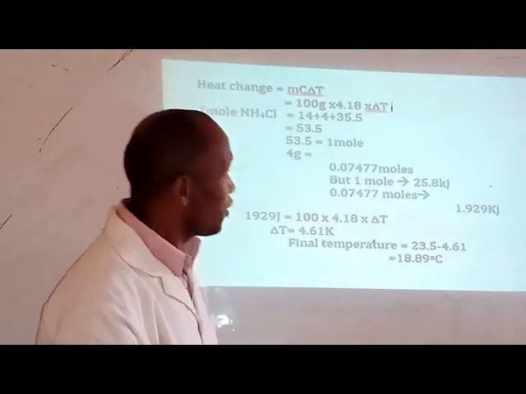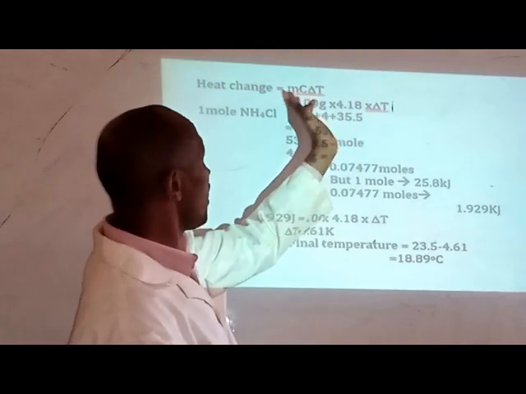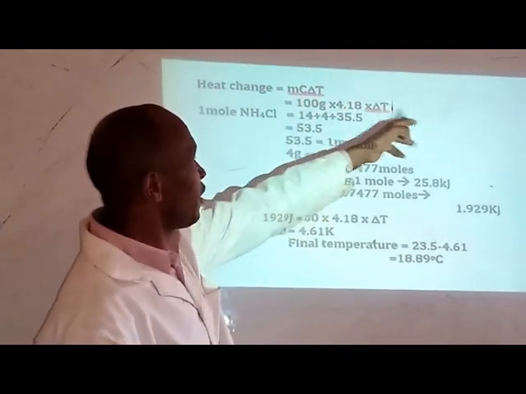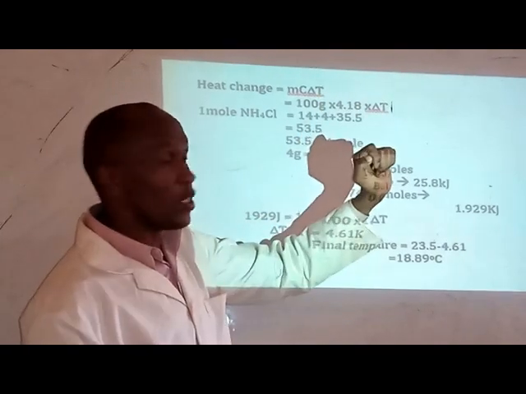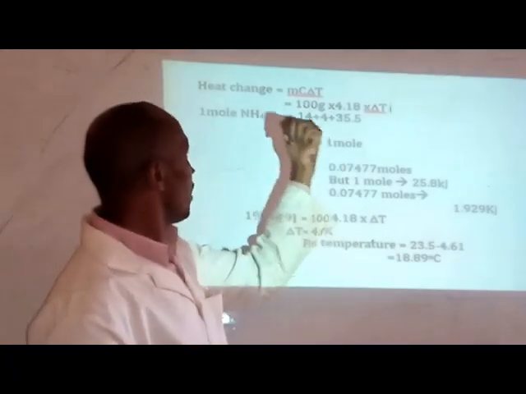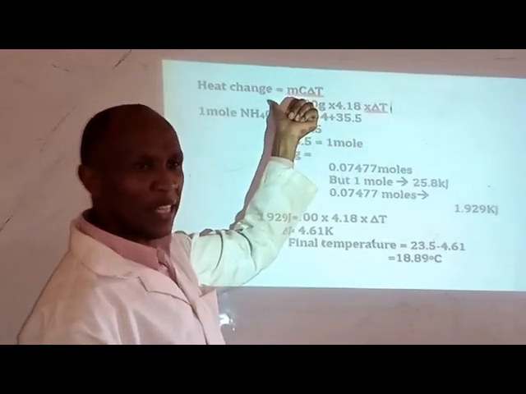Right, I hope this is what you did. You got the amount of heat change. The heat change is 100 grams times 4.18 times delta T. The energy is going to be in joules. I have an unknown here, so I cannot get the heat change.